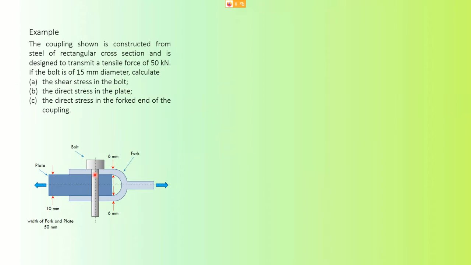Remember, when you consider shear stress, the area and the force must be parallel. When you consider direct stress, the cross-sectional area, the area that is resisting the force, must be perpendicular to the line of action of the force. For shear stress, the contact area must be parallel to the line of action of the force.